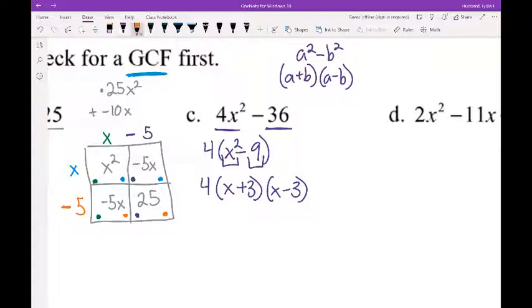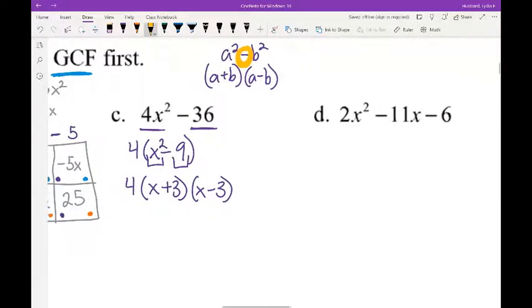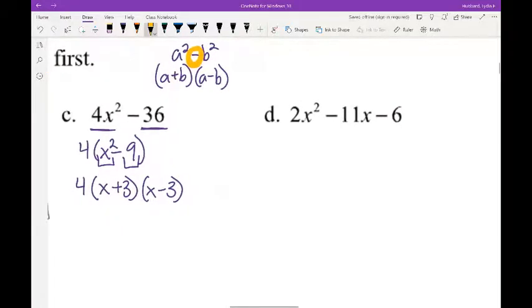Again, this only works when we are dealing with a difference of squares, which means we have to have them split by a subtraction symbol. And so that would be our final answer, and we would keep that GCF out front.